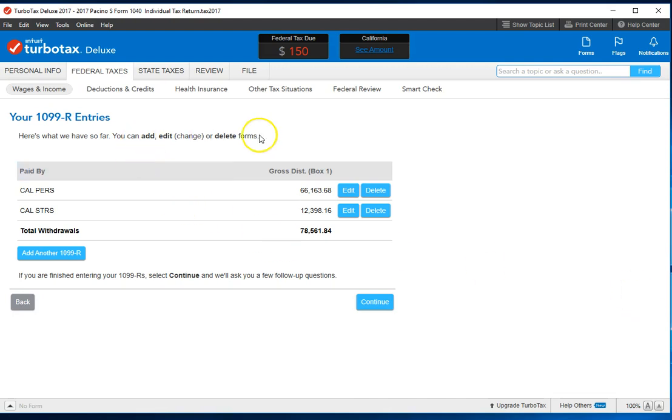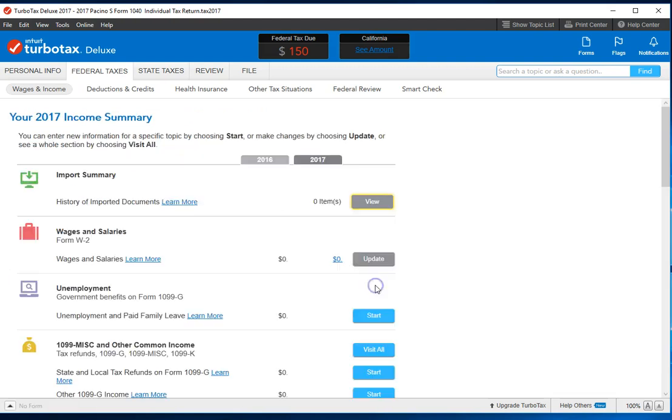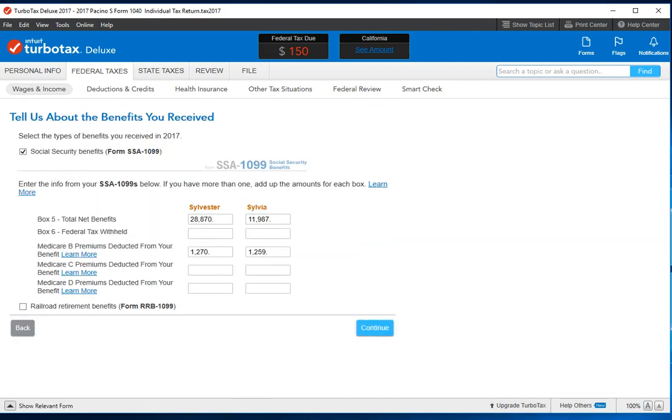Now it's time for Social Security. You can enter both Sylvester and Sylvia at the same time. This comes from Form SSA-1099. This is the form from the Social Security Administration whenever you receive benefits from them in a particular year. After you put in the information from your handout, click Continue.